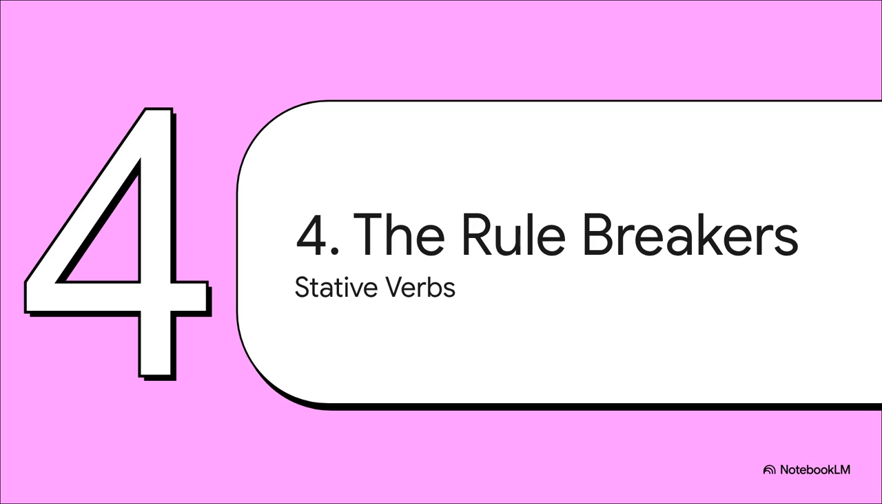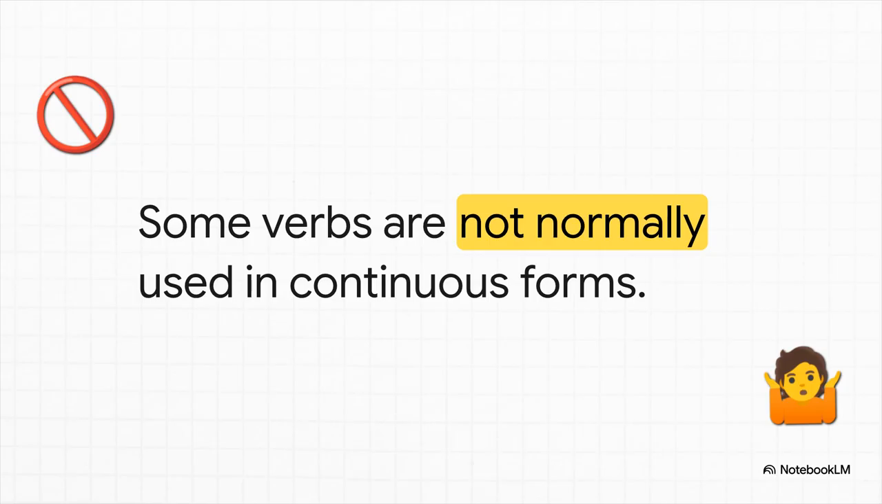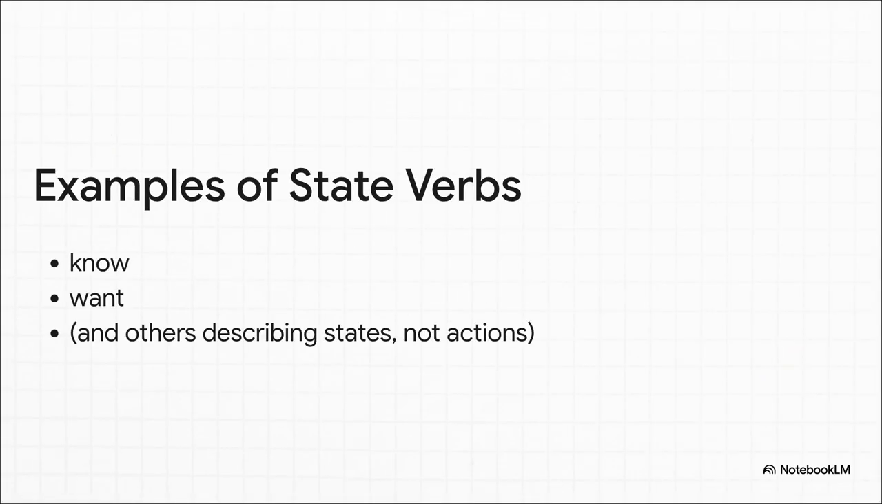You know how it is. There are always a few exceptions to the rule. So, let's meet them in section 4, the rule breakers, or what we call stative verbs. So the main thing here is that some verbs just, well, they don't like being in the continuous form. They're usually verbs that describe a state or a feeling, not a dynamic action. You can't really be in the middle of knowing something, right? So yeah, verbs like "know" or "want" are perfect examples.